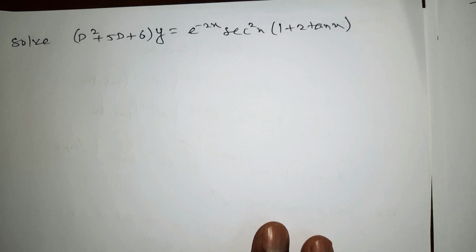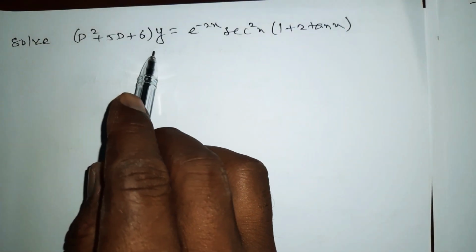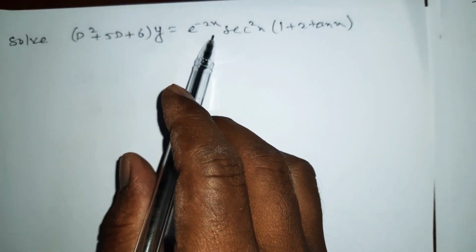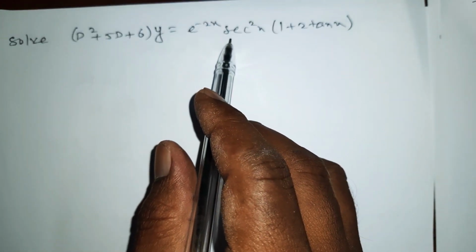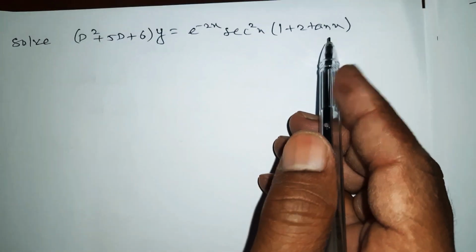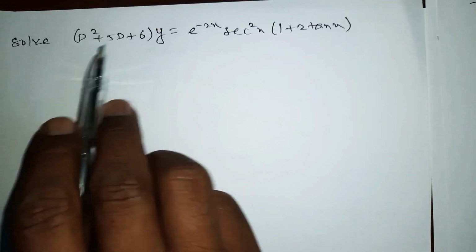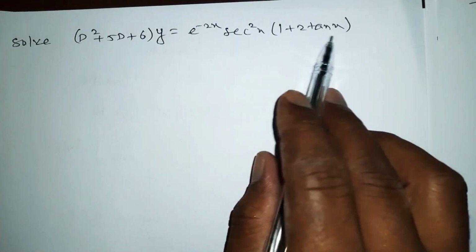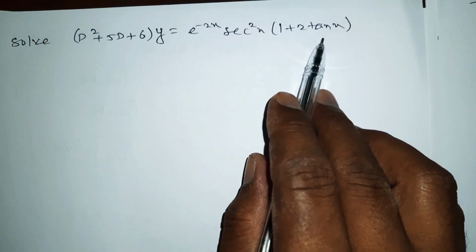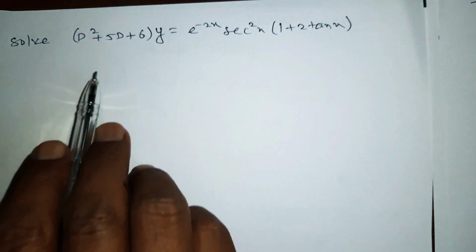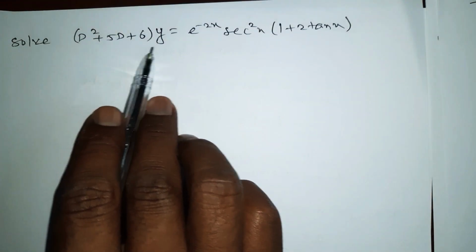Let us solve some more examples on the general method for the solution of linear differential equations and finding particular integrals. So here the example is: solve (D square plus 5D plus 6) operating on y is equal to e raised to minus 2x into secant square x in bracket 1 plus 2 tan x. Here secant square x is there, and it is multiplied by 1 plus 2 tan x. Derivative of tan x is secant square x.